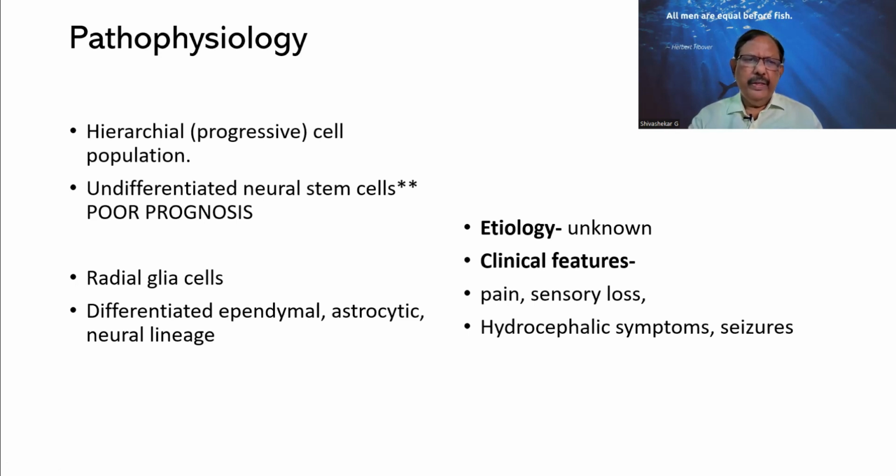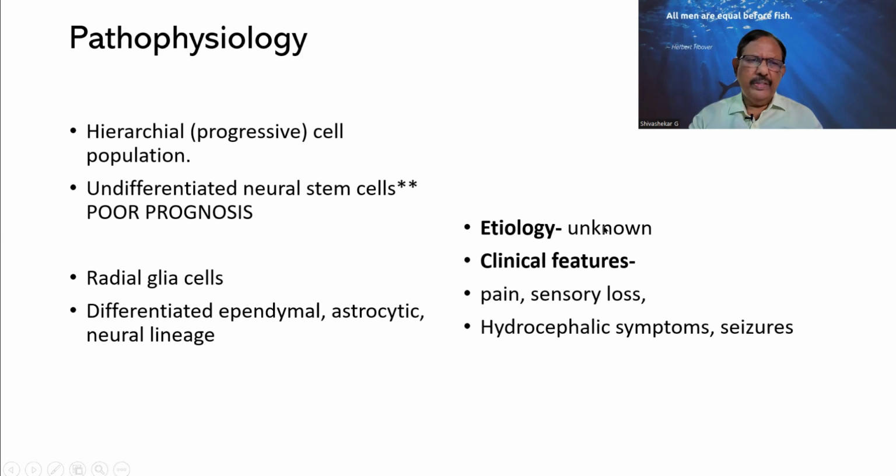Pathophysiology. It is occurring in a progressive cell population. It is not a particular cell. In the sense, there are undifferentiated neural stem cells and then radial glia cells and the well-differentiated ependymal cells. There are three cells. That is why in the first slide, I am able to see almost a very well-differentiated tumor, whereas in the previous slide, it is composed of small undifferentiated cells.